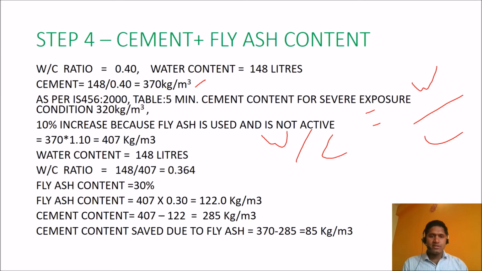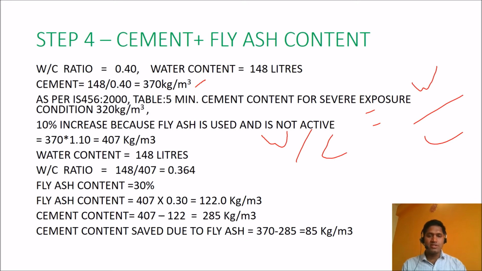But as per IS 456:2000, Table number 5, the minimum cement content for severe exposure is mentioned. That is to be 320 kg per meter cube. That is the minimum cement you need to use, whereas the arrived mix cement is more than the minimum requirement, hence it is safe.